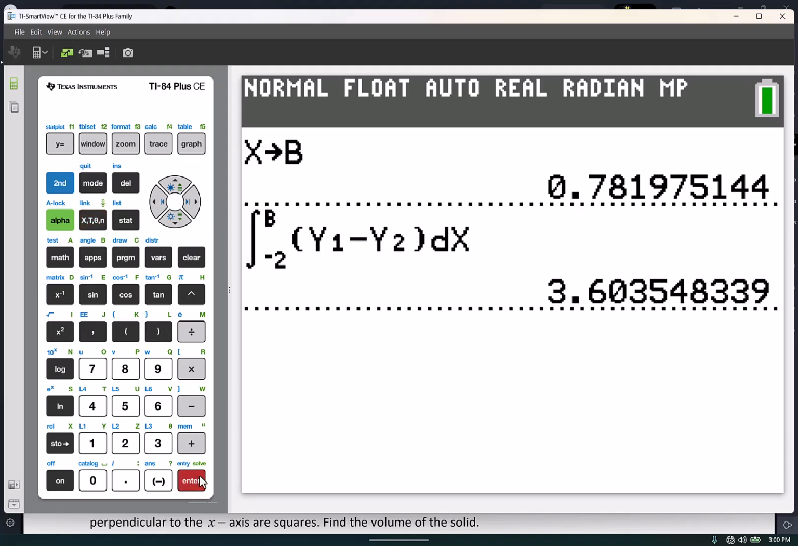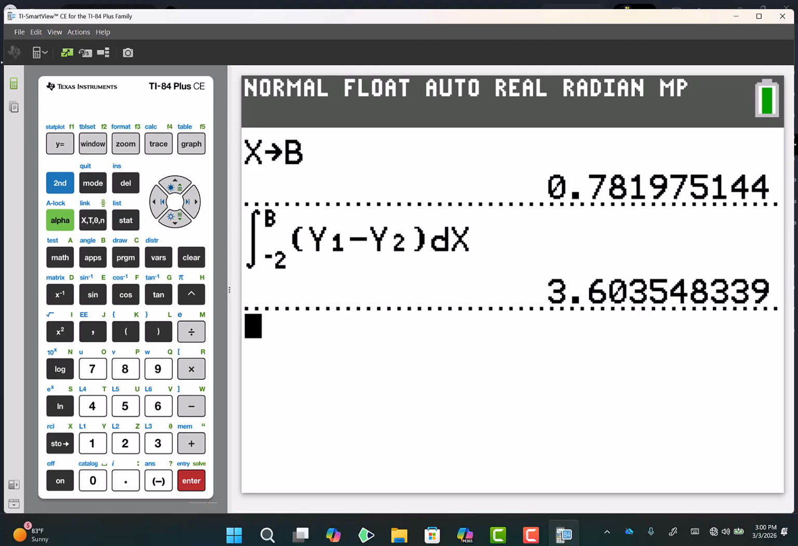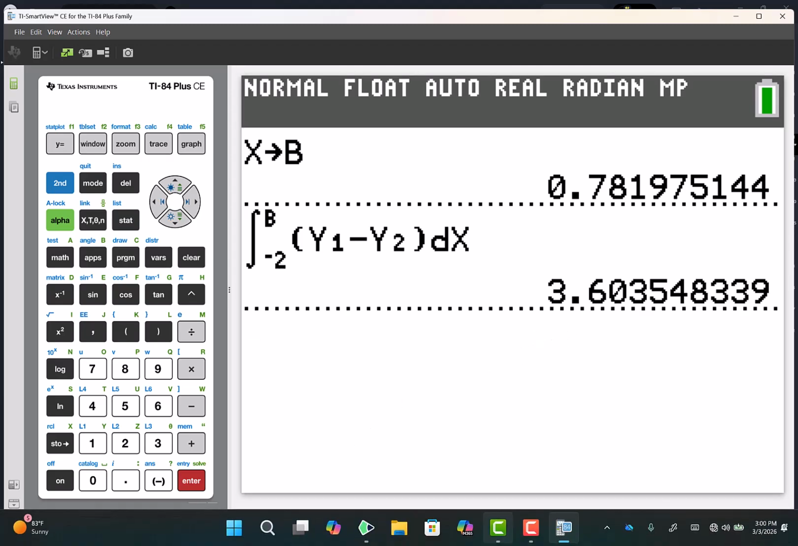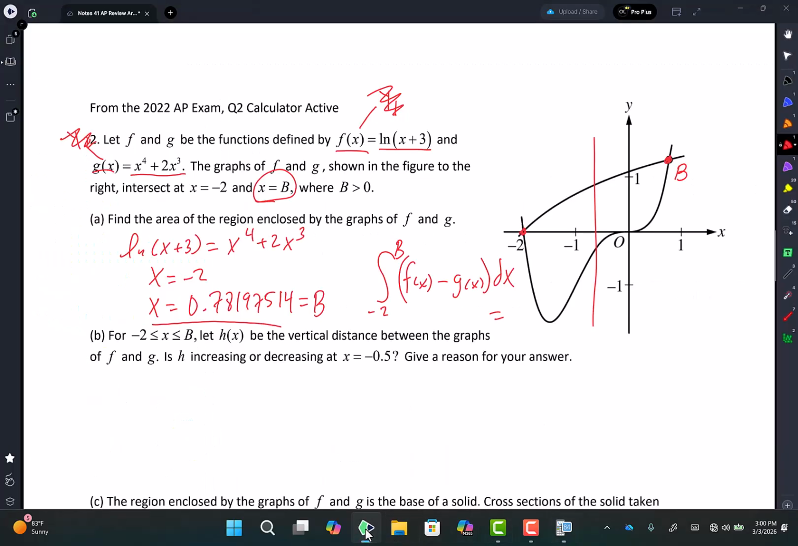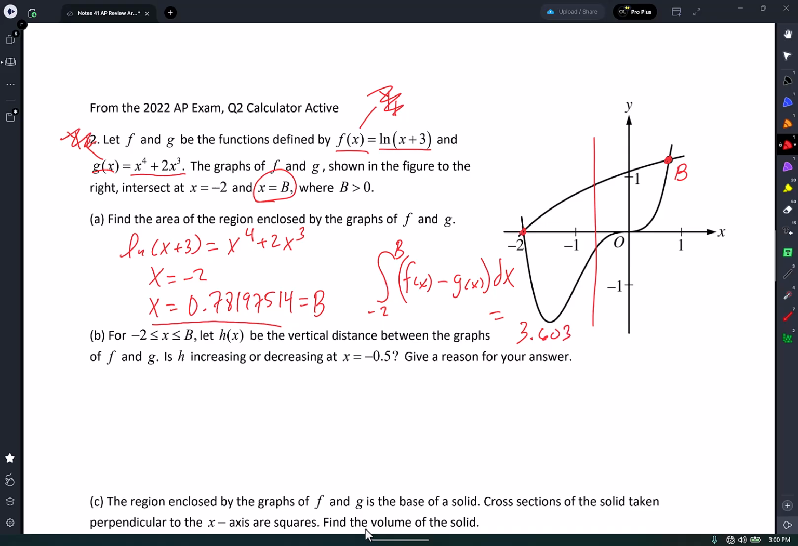Did you get 3.603 or 604? This one, right? 3.603. 3.603 or 604, whichever you feel compelled. This is f of x. This is g of x. Are we still okay, guys? All right. Letter B.